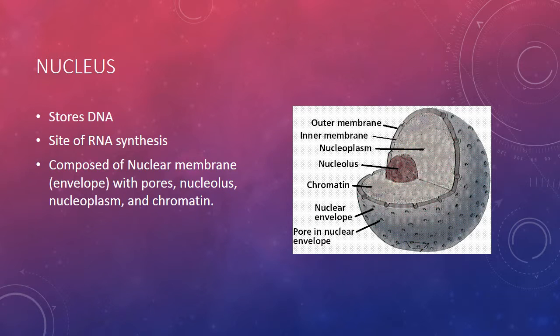The nucleus is commonly referred to as the brain of the cell. The nucleus's main function is to store DNA. It is also a site of RNA synthesis. The nucleus is surrounded by a nuclear membrane, which is also referred to as an envelope, and contains a nucleolus and chromatin.